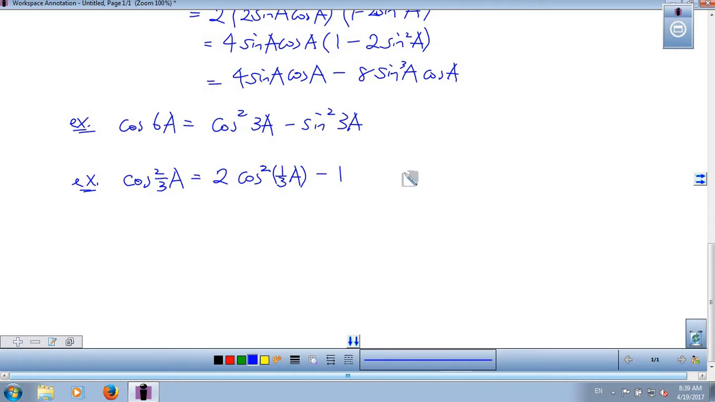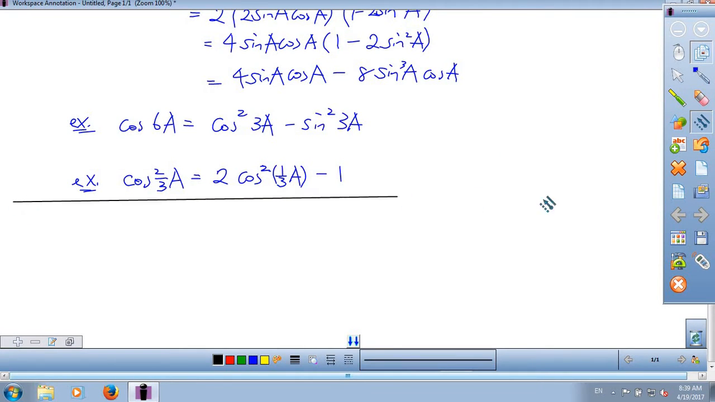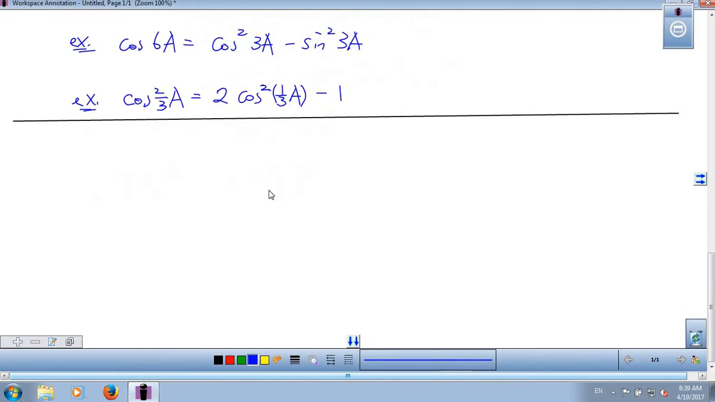Alright, so let's go ahead and move on. We're going to look at the next set of formulas. We looked at the sum and difference formula, and we looked at the double angle. Now let's take a look at the function of half angles. So it's the half angle formula. I'm sorry, I'm not writing very well this morning. Half angle formula.